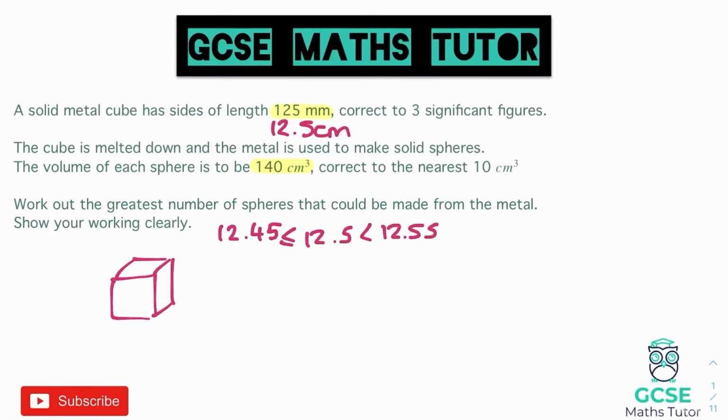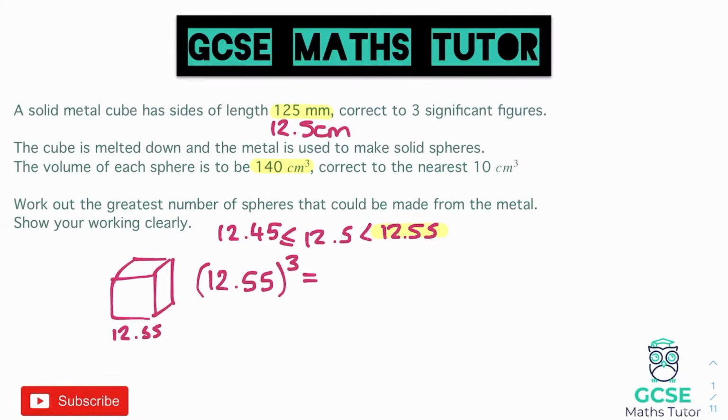So to get our largest possible volume here, we would want to use the largest length for the cube, which is 12.55 centimeters. Now, as it's a cube, if each length is 12.55, the length, the width, and the height, we would multiply all of those together in order to get our volume. So we're going to get the largest possible volume, which is 12.55 multiplied by itself 3 times. Let's write that as 12.55 cubed.